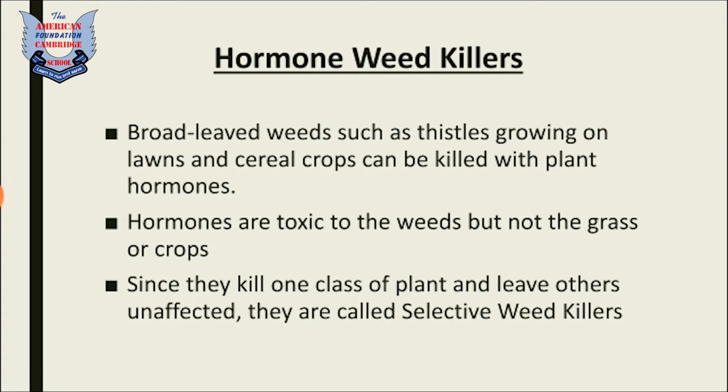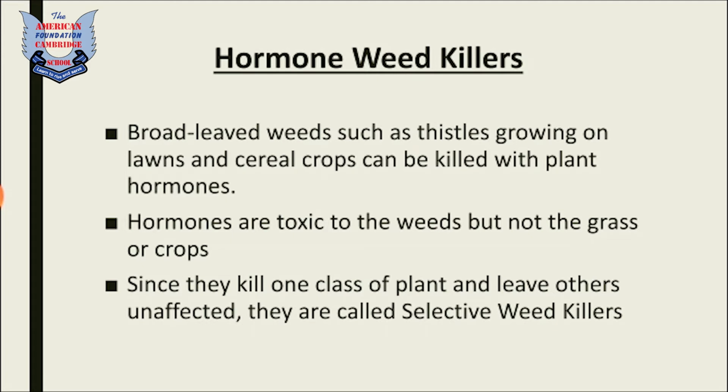The next use is hormone weed killers. Broad-leaved weeds such as thistles growing on lawns and cereal crops can be killed with plant hormones. Hormones are toxic to the weeds but not to the grass or crops. You know what weeds are? Weeds are those plants that are toxic to other plants. They grow unwanted by themselves. We do not grow them, they grow by themselves, due to different environmental conditions. But they should not be grown.